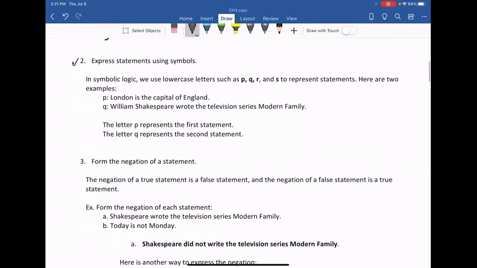Express statements using symbols. In symbolic logic, we use lowercase letters such as P, Q, R, and S to represent statements. Here are two examples. Use P to represent London is the capital of England. So P represents the statement London is the capital of England. Q is William Shakespeare wrote the television series Modern Family. So Q represents this statement.